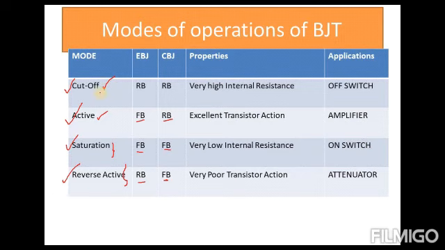The application of the cutoff region is that it acts as an off switch. Active region: amplifier, it is very important, guys. In the active region the transistor acts as an amplifier. In the saturation region a transistor acts as an on switch, whereas in the inverse active region the transistor acts as an attenuator. It is not practically possible, right?